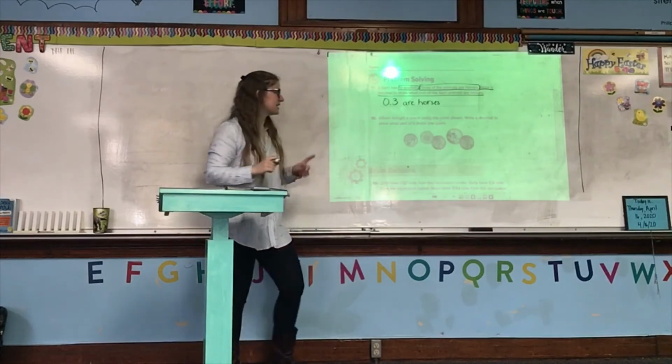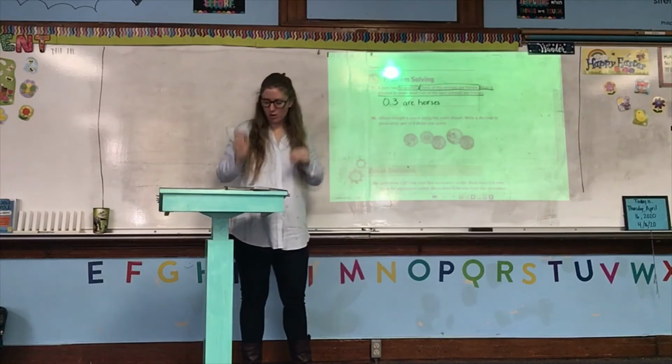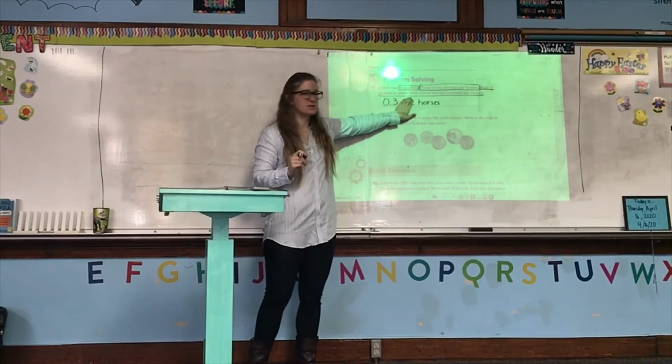If you just have 3 tenths and then horses, that's okay, but technically it would be are horses. If you have no words, then you need to add horses or are horses. If you don't have are, but you have horses, you're okay.